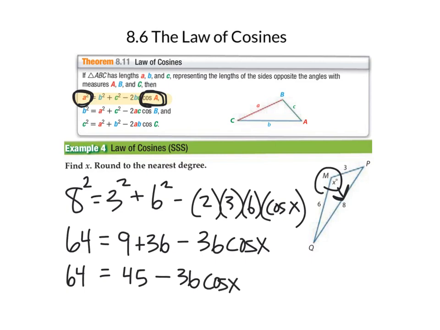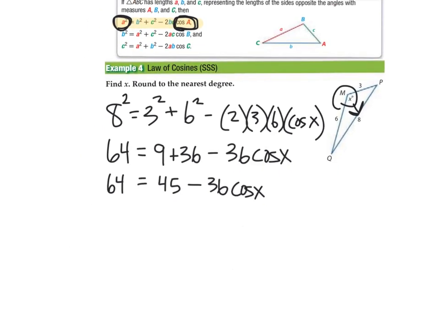Now I'm solving for x here. The next thing I'm going to do to solve for x is subtract 45 on both sides. So I'm going to subtract 45 and subtract 45. So 64 minus 45 gives me 19. 19 is equal to negative 36 times the cosine of x.